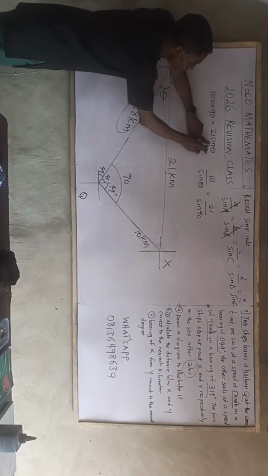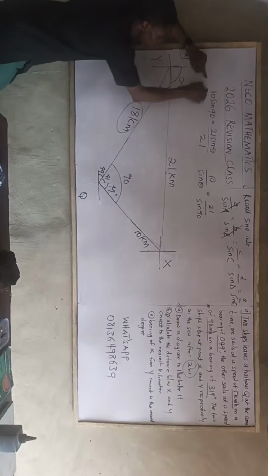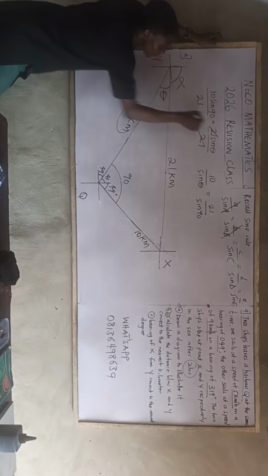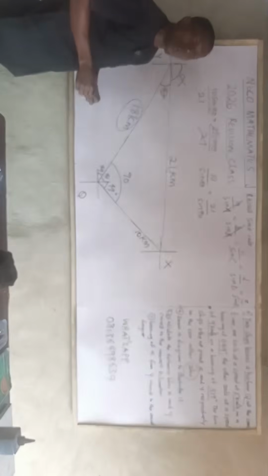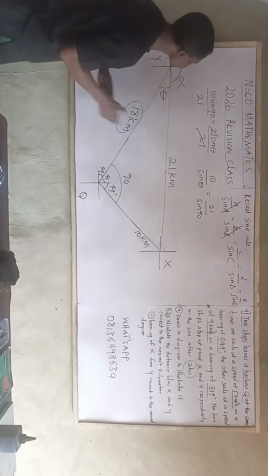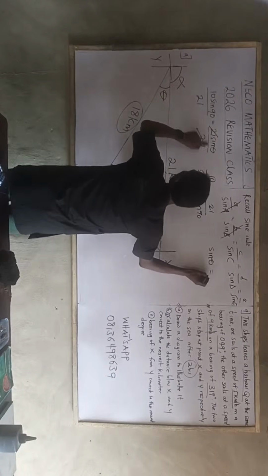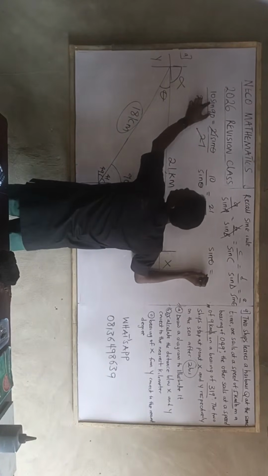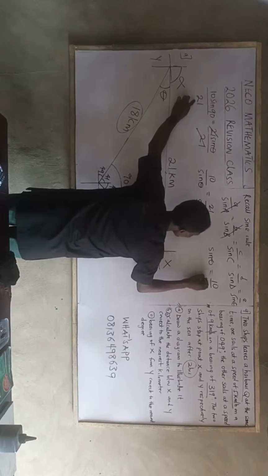Okay, now I'm looking for theta. So let me get 21 out of here. Then 10 sine 90. Sine 90, like I said the other time, is 1. So I have sine theta equal to 10 sine 90 over 21. So 10 times 1 gives us 10 over 21.